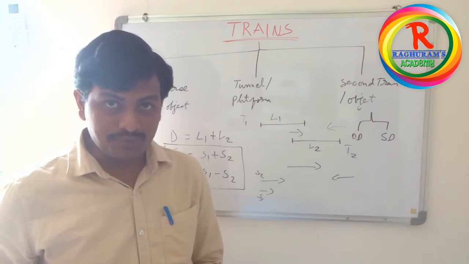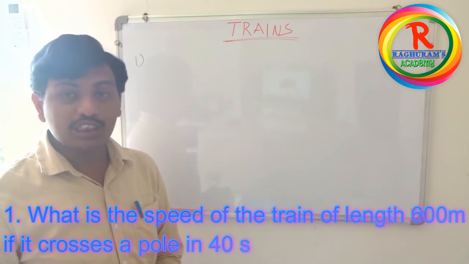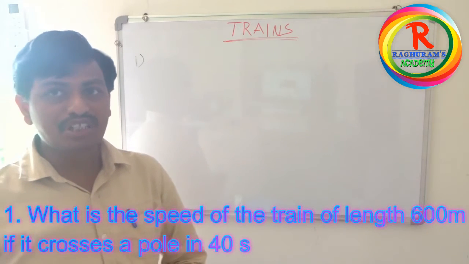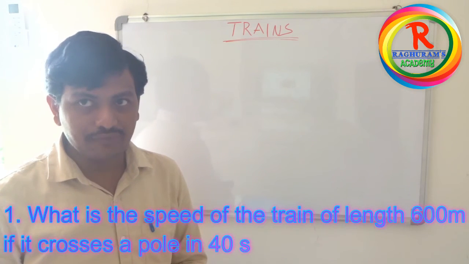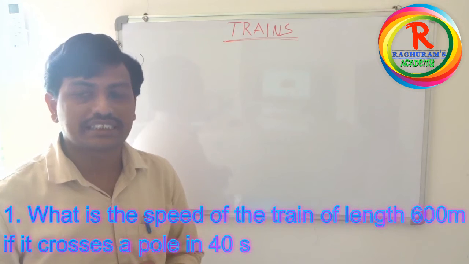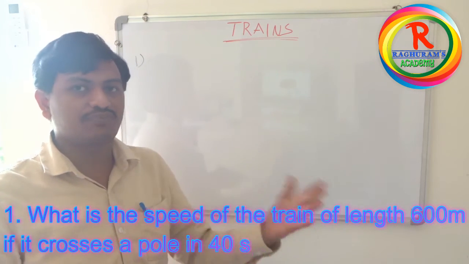Let us see some problems. Let us see the first problem. What is the speed of the train of length 600 meters if it crosses a pole in 40 seconds? Here, crossing a pole is the first type of problem.